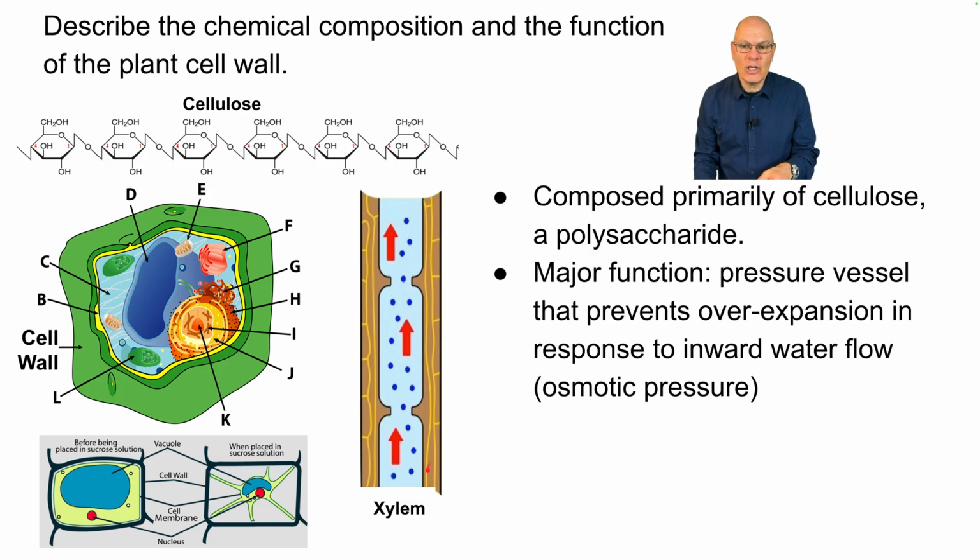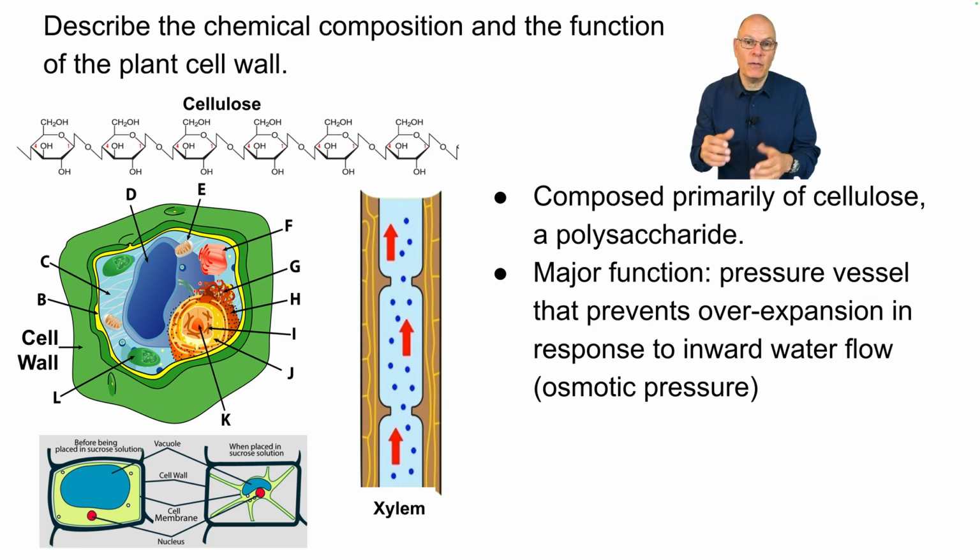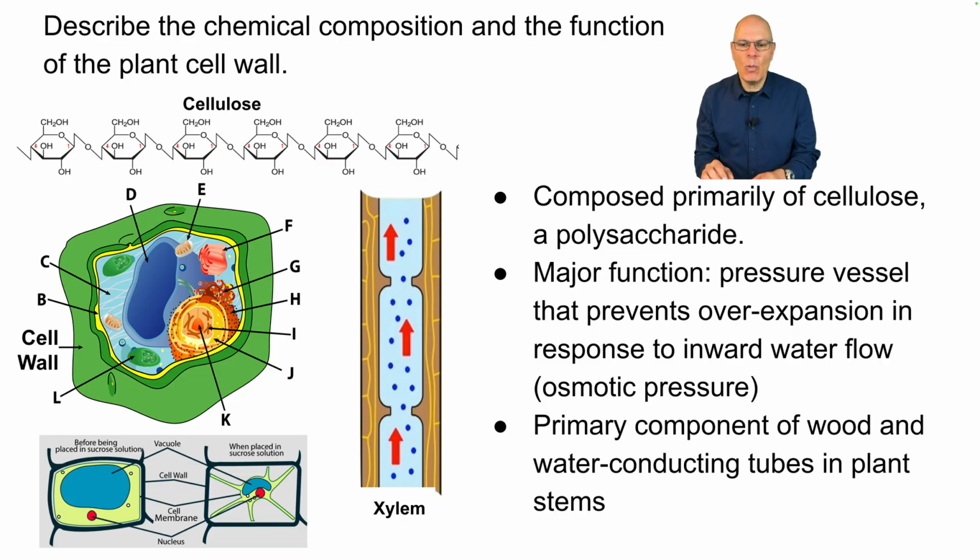The major function of the cell wall is it acts as a pressure vessel that prevents overexpansion in response to inward flow of water, osmotic pressure. So here we see as water flows into a plant cell, the central vacuole will expand and it'll look like this. The cell will be full of water, and that water will push against the cell wall, keeping the plant cell full and firm, avoiding wilting. So that's a good thing for the plant. And the cell wall is the primary component of wood and the water conducting tubes in plant stems.